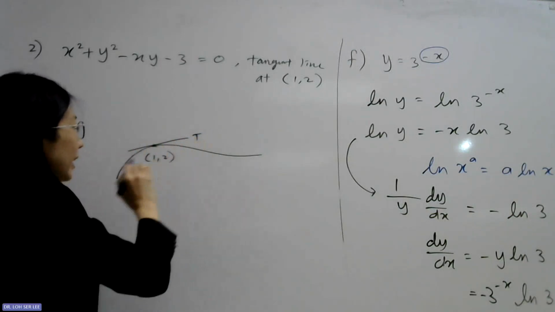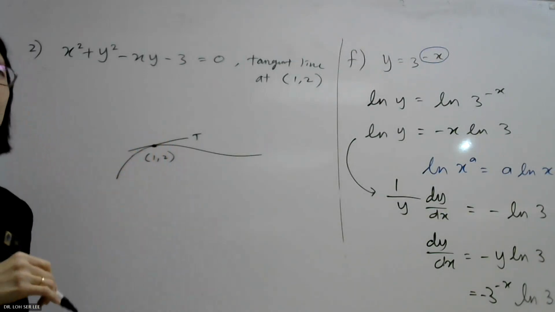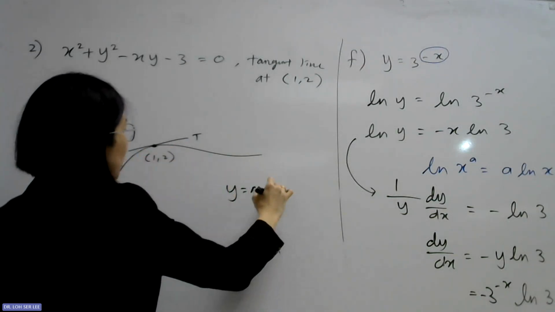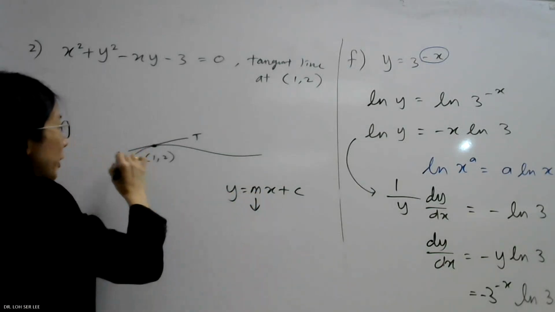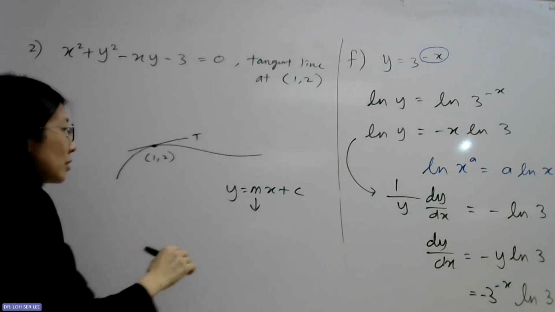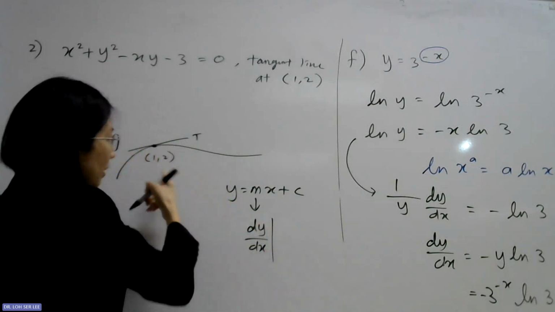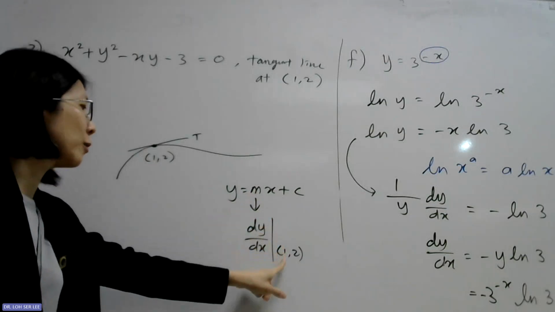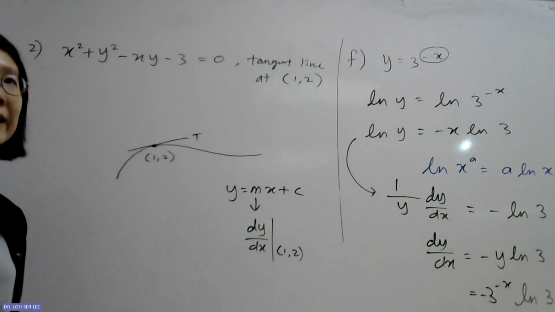The tangent line has the same slope as the curve at this point. When you want to find the tangent line, because this is a line, we can use y equals mx plus c. This slope we can get from the dy dx of the curve. So your m will be the dy dx of the curve at the point 1, 2. Once you get your dy dx function, you substitute x by 1, y by 2, then you will get the slope, because your slope will be a value.